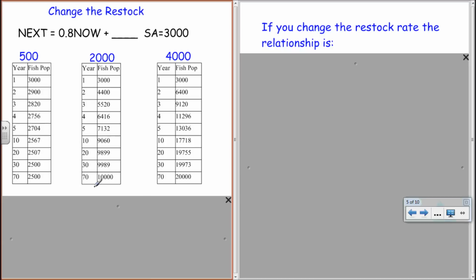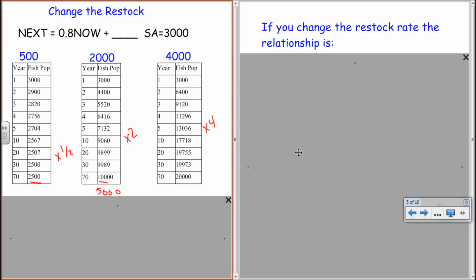Our initial level off was 5,000. So I wonder if there's a relationship with that. When we added 1,000, we got to 5,000. When we added 500, we got to 2,500. So that's almost like we restocked half as much. With 2,000, we actually doubled our restock, and look what happened. We quadrupled our restock, and look what happened.